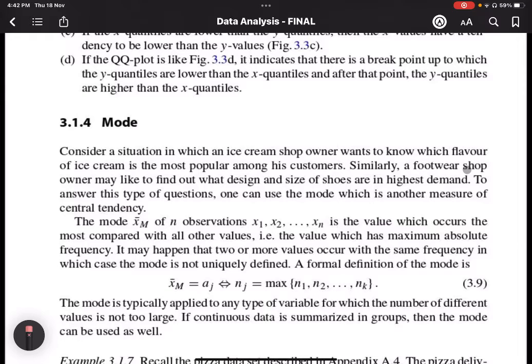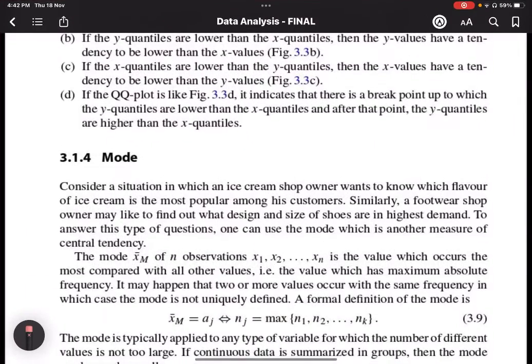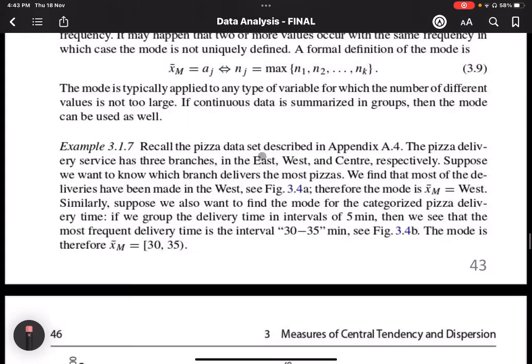Similarly, a footwear shop owner may like to find out what design and size of shoes are in the highest demand. To answer this type of question, one can use the mode. We recall the pizza data set.